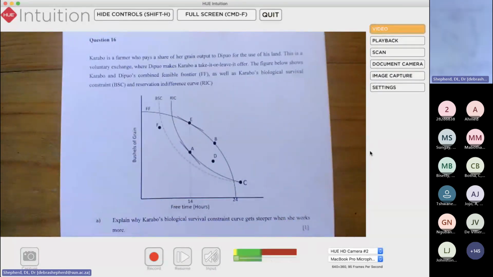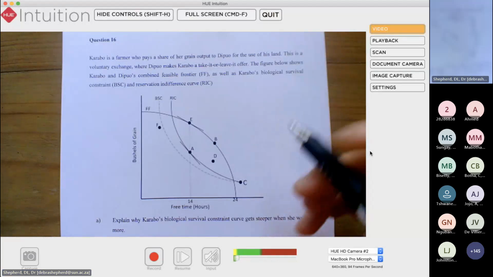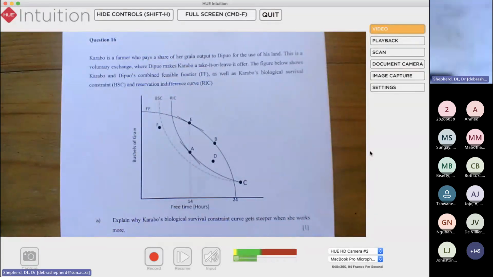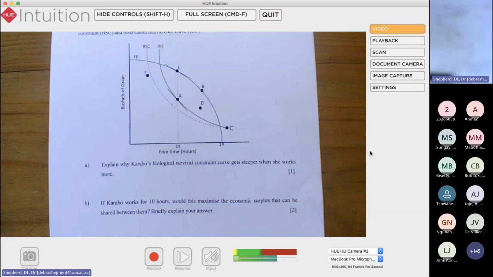Karabo is a farmer who pays a share of her grain output to Dipuyo for the use of his land. This is a voluntary exchange, so there's a take it or leave it offer. The figure below shows their combined feasible frontier, as well as Karabo's biological survival constraint and Karabo's reservation indifference curve. Question A then asks, explain why Karabo's biological survival constraint curve gets steeper when she works more.